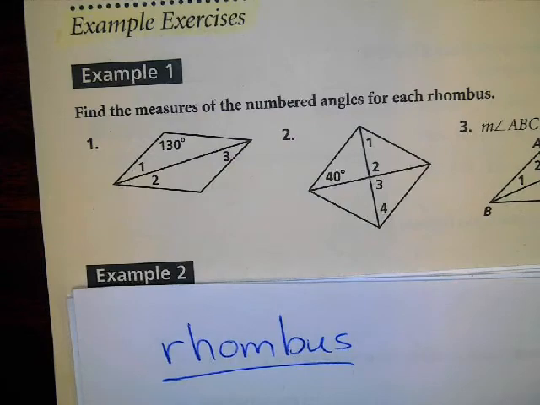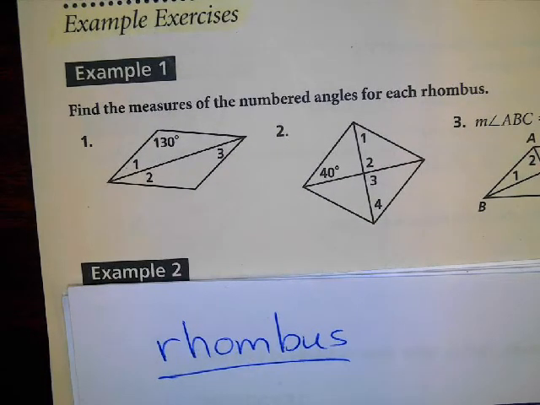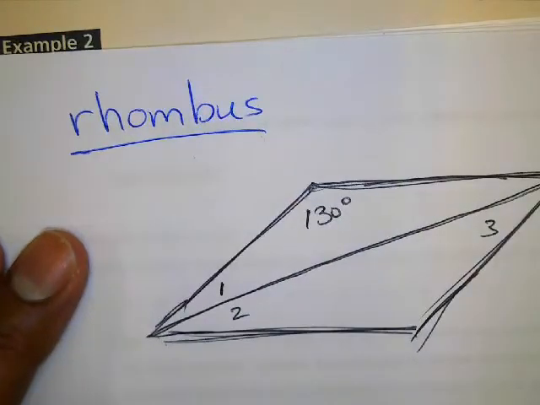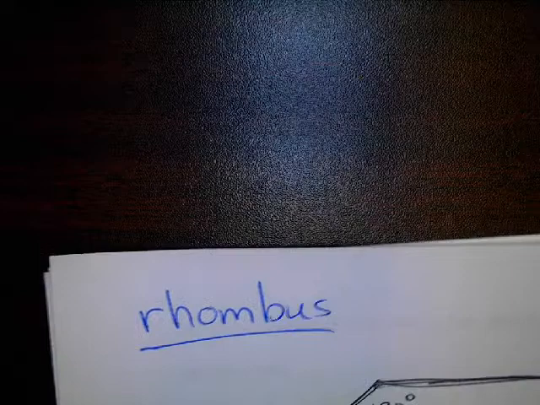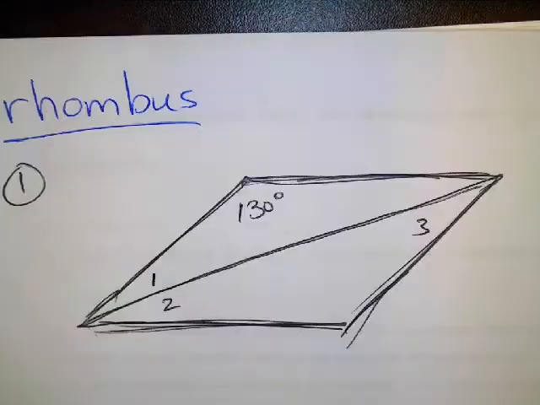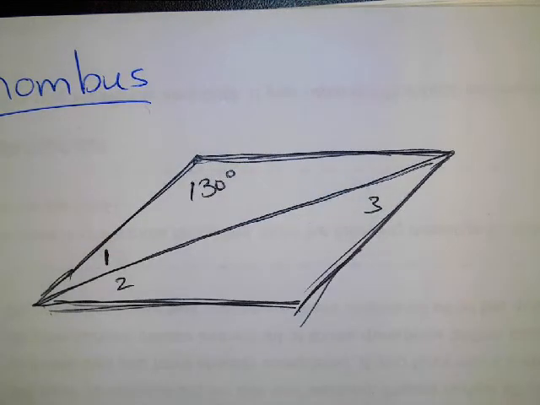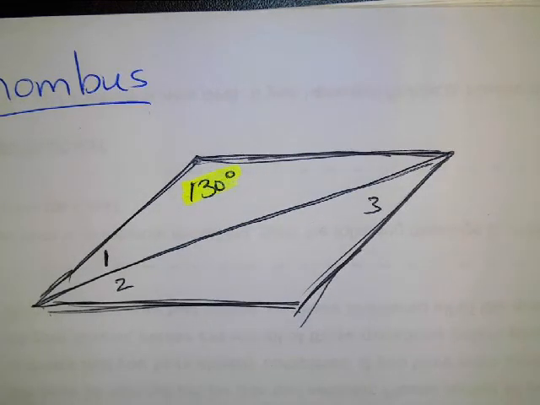And what do we have? 130 degrees here, and angles 1, 2, and 3. Okay, I'm going to do this one, and watch how I copied it exactly right here. Okay, so here it is, number 1. All right. Well, remember, even if it's not asking you to find something, even though this is the only angle they gave you, you can still find all the angles and it's all going to make sense.